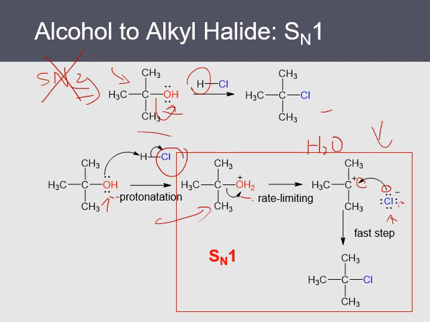SN1 reaction always involves two steps. First step forms the carbocation, second step nucleophile attack forms the product. But for alcohol, you need an additional step, that's the protonation step to make a good leaving group. So protonation forms a better leaving group. And that's the complete mechanism to convert a tertiary alcohol into an alkyl halide.